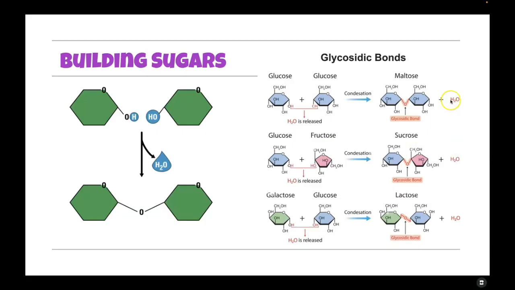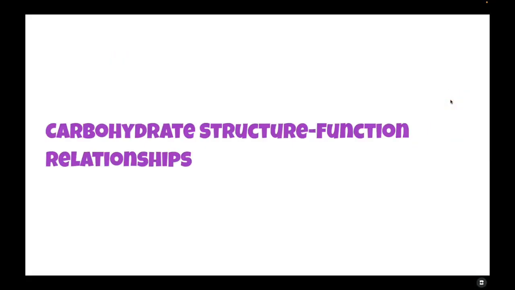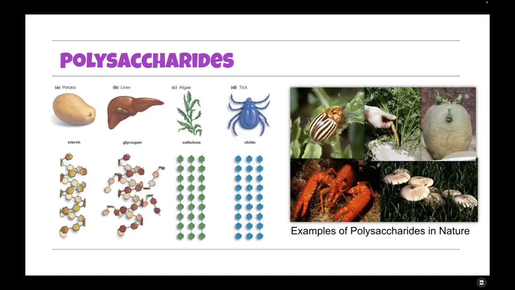You have water as a byproduct. All right. And so let's talk about some carbohydrate structure and function relationships. Again, because the way the structure is formed is going to determine its function. So here you have starch. It's going to create starch. It's going to be in potatoes. Glycogen, which will be found in your liver. Cellulose, which is found in plants. So for example, algae. And then here you have chitin, which is found in ticks. So the exoskeletons of ticks.